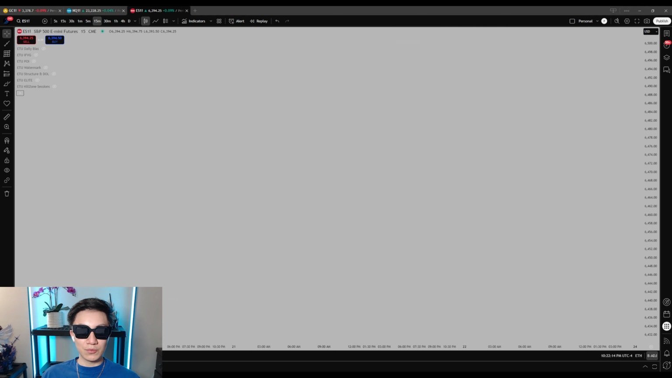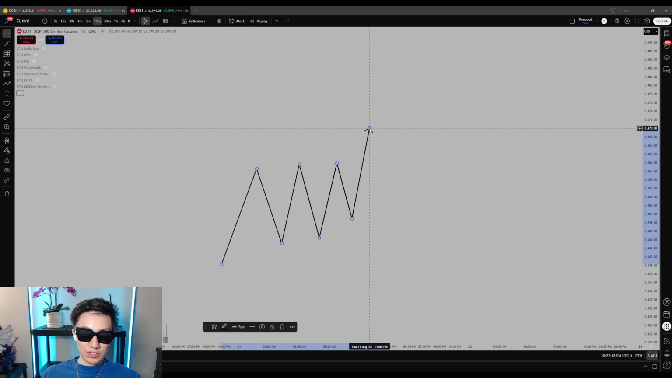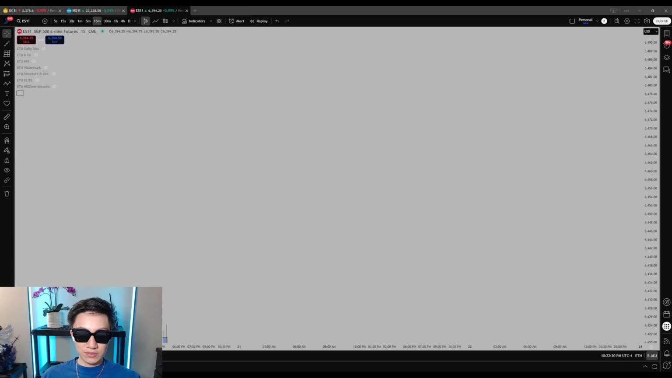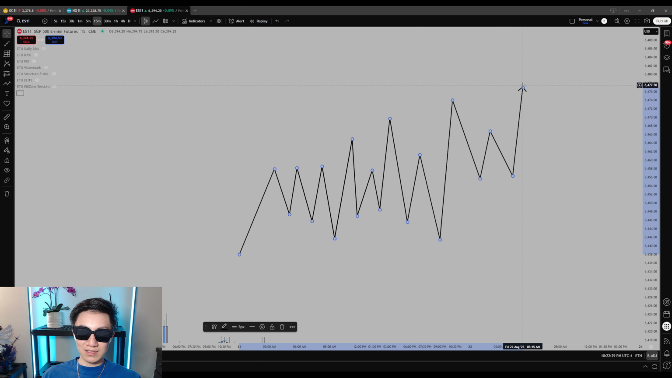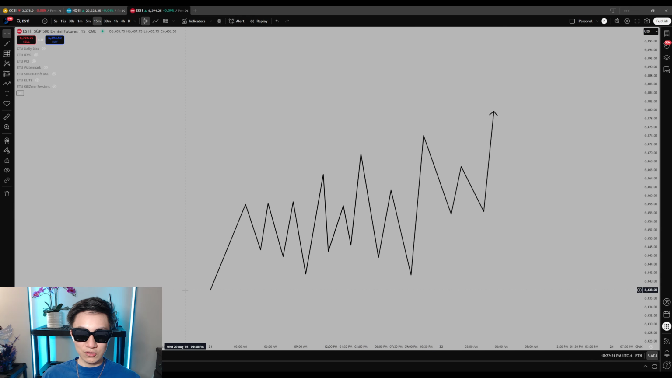Now, another thing to talk about with structure. What I showed you was ideal structure. Now, what is true structure in the market? When you're really looking at a bullish market, structure is going to look something like this. It's not going to be as clean, right? This is the true nature of the market.